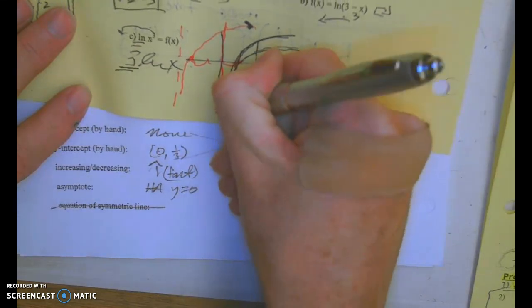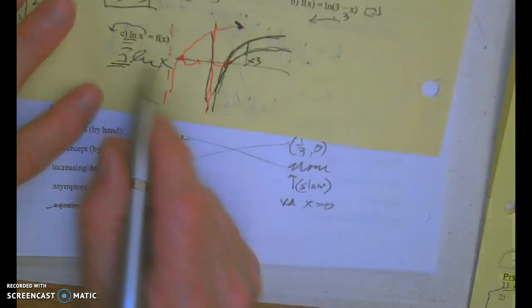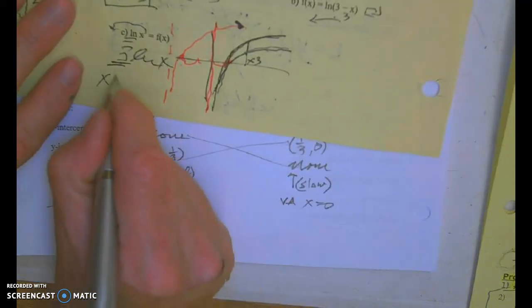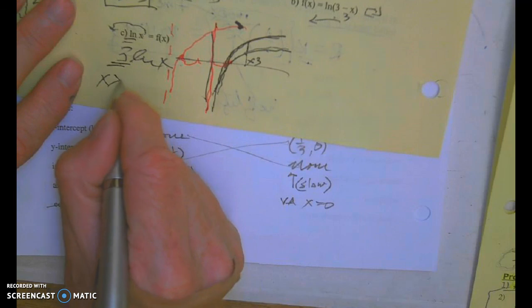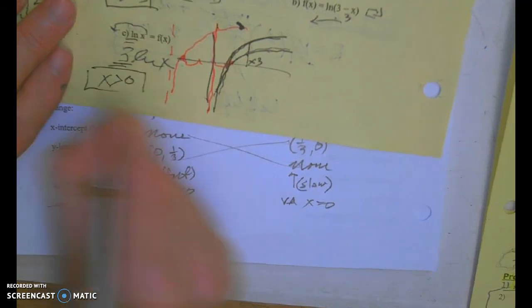However, the graph still has the same horizontal asymptote right here. Therefore, when they ask for the domain, it's the same domain as a log of x graph, and x is greater than 0, and that is my domain for that problem.